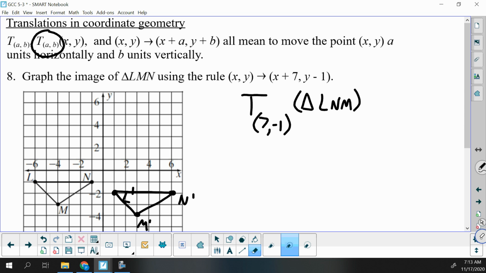Now always check the question, see if we have to state the coordinates. There's nothing that says we have to state the coordinates, but you always want to look for that because that is sometimes the case.